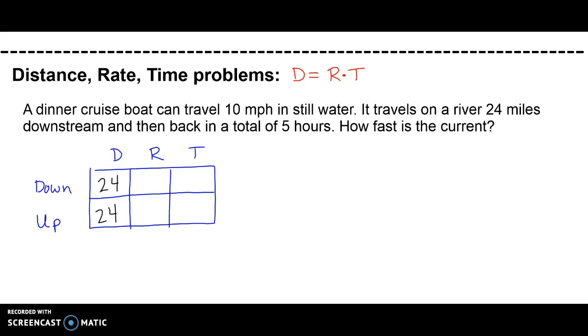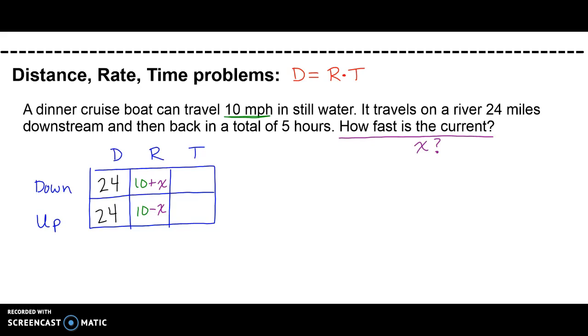Next, we got to talk about the rate. And the rate is not just 10, because there's this current that we're trying to figure out. In fact, that's what the whole question is. How fast is the current? So if you have a current and you're going downstream, whatever your normal speed is, the current speeds you up. Of course, when you turn around and go back upstream, that same current will slow you down. So your rate is not just 10. Downstream, it's 10 plus x. Upstream, it's 10 minus x.